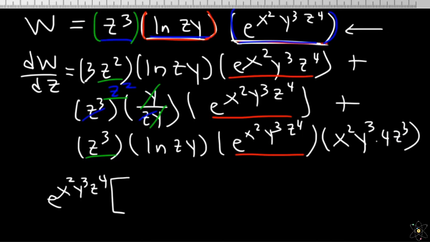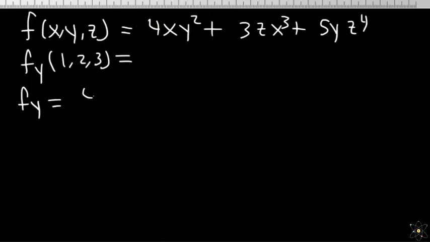So first, let's find fy. So the derivative of y squared is 2y. The second term doesn't have a y variable, so the whole thing is a constant. That becomes 0. And the derivative of y is 1. So that's fy. So now we can evaluate it at the point 1, 2, 3. So x is 1, and y is 2, and z is 3.